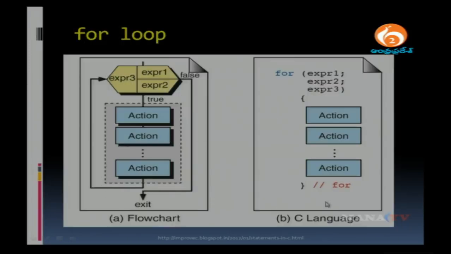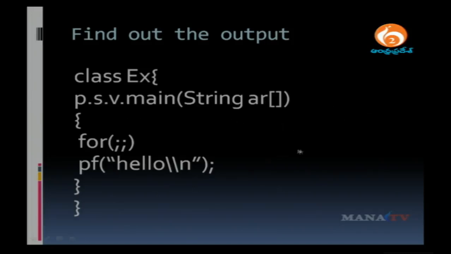This is a flow chart. Next you can see this for with two semicolons. I am writing System.out.println hello. What is the output of this one? It is an infinite loop, because there is no condition here and no updation here. But syntactically it is correct, because two semicolons are there. So it is syntactically correct, but it leads to an infinite loop.